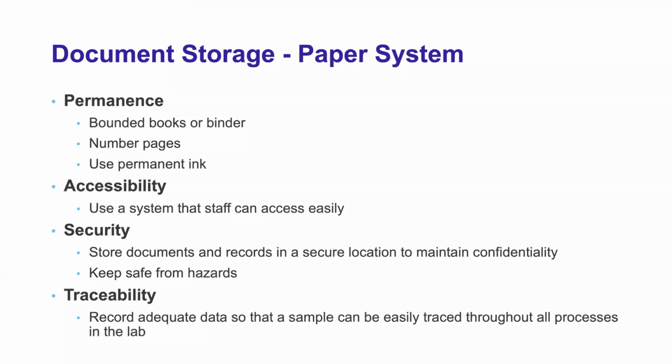The way these four aspects would look on a paper system is, permanence basically means that you don't just have a bunch of loose papers floating around the lab. They need to be in a bound book or in a binder. The pages should all be numbered and coded according to your document control system. And you need to use permanent ink, no pencil, no erasable pen.